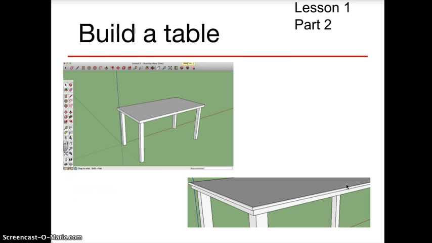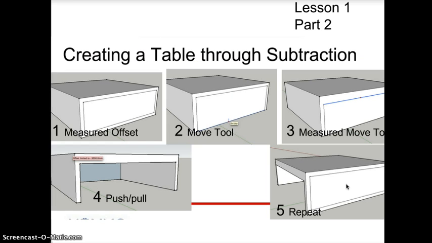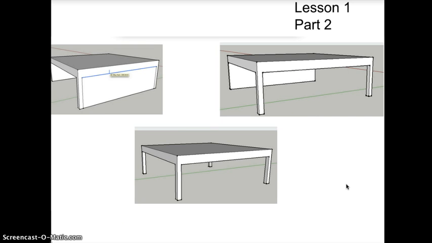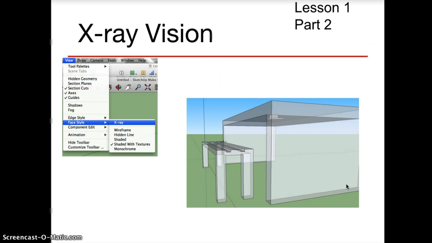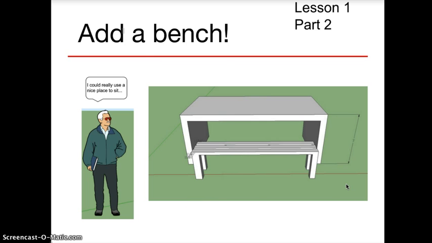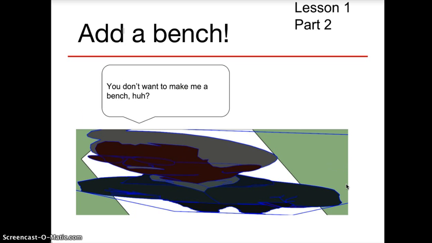Okay, building a table. Here are the steps for doing that. It's basically push-pull, using that, and before that using the offset tool, and you can push through and actually create your own table. All right. Now for a challenge, you can build a bench as well to go along with that. But here, under view, is X-ray vision, which makes it a little bit easier without having to orbit or rotate.